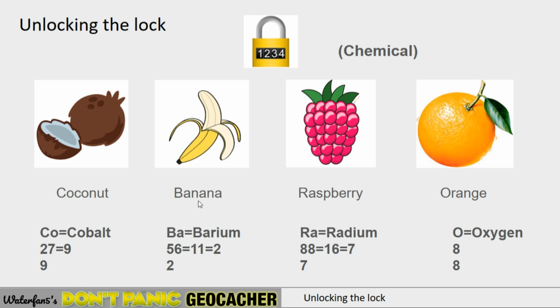Ba, barium, is 56. Digital root is 11 or 2 at the end. Right, the sum is 11 and 2. Note that B is also a chemical element. So in this case, maybe the nice hint would be to underline them on the page, and that way kind of give a clue that you have to look at an abbreviation.